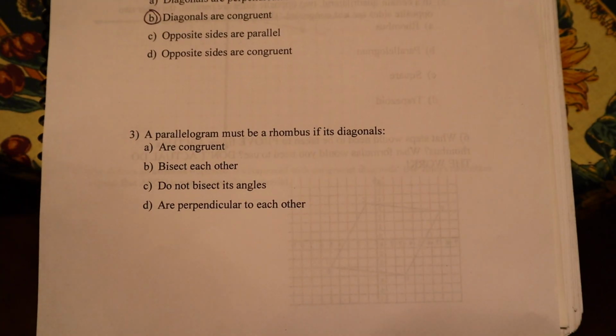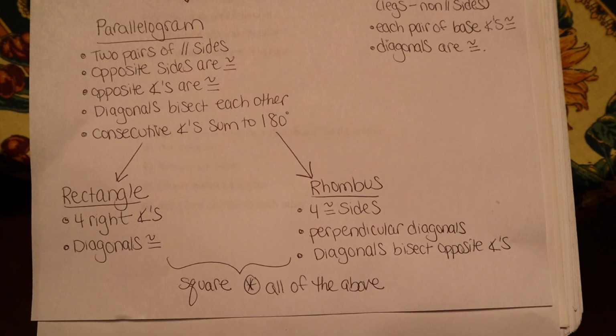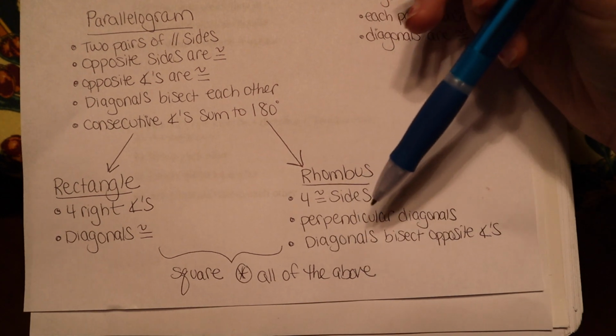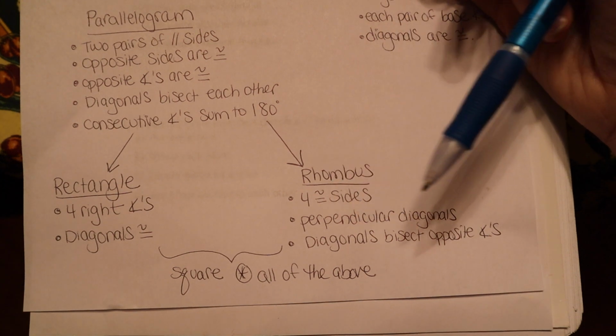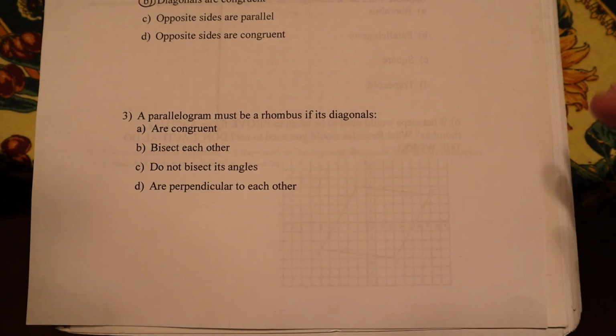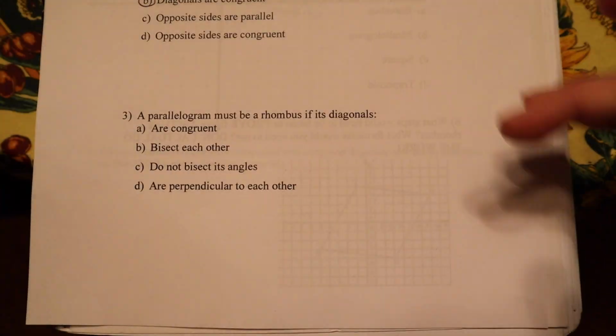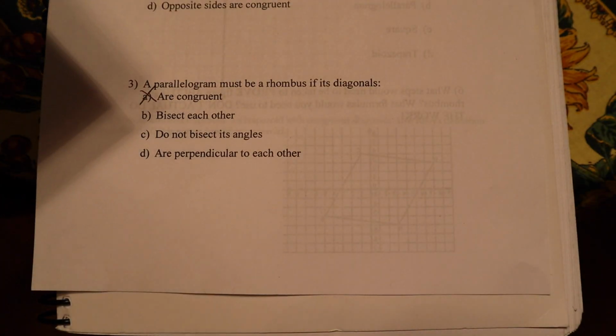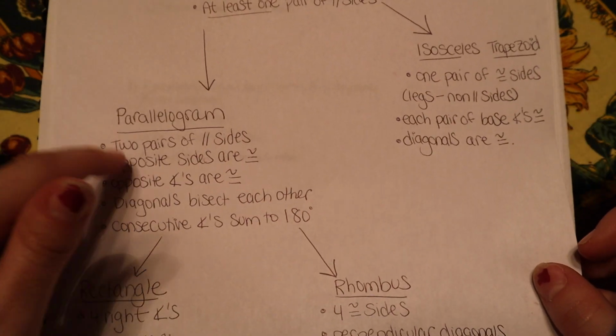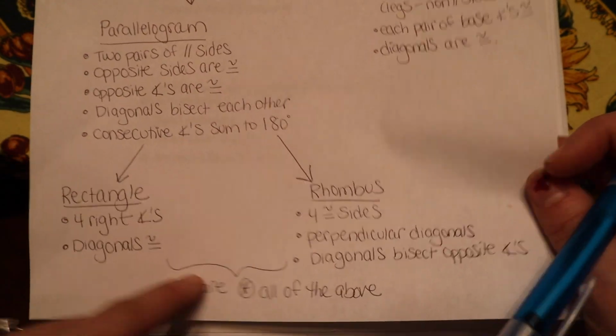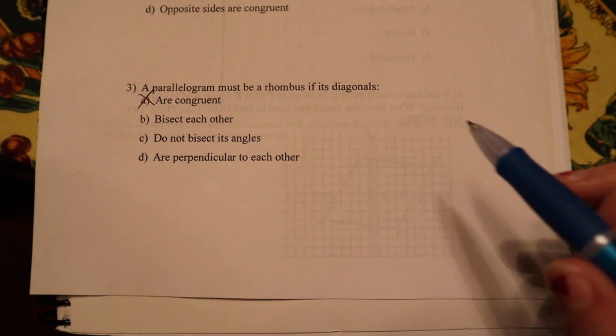A parallelogram must be a rhombus if its diagonals do what? So I'm going to look at the properties of a rhombus. What specifically do the diagonals of a rhombus do? The diagonals of a rhombus are perpendicular and they bisect opposite angles. Are the diagonals congruent? No, that's in a rectangle, not a rhombus. Do the diagonals bisect each other? Sure, but the diagonals bisect each other in a rectangle, rhombus, and square. That doesn't mean it has to be a rhombus.